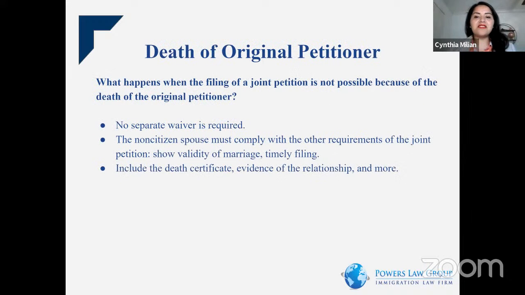Right? So what happens if the original petitioner passes away? There is no separate waiver required. You still need to comply with the requirements of the joint petition, show the validity of the marriage, the timely filing, and include the evidence of the death, right? The death certificate. And you want to include that your relationship was valid. It's just that unfortunately the petitioner passed away.